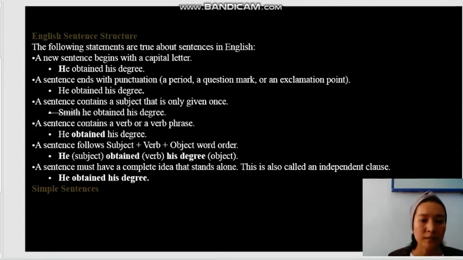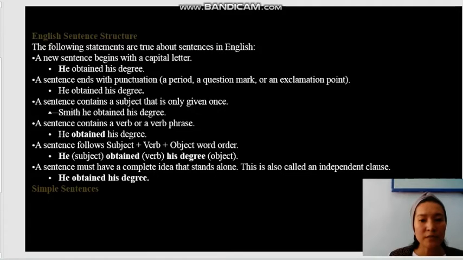Let me explain the next rule about sentence structure. So we need to know about it as well. English sentence structure. The following statements are true about sentences in English. The first, a new sentence begins with a capital letter. He obtained his degree. So we wrote the first word with the capital letter. It is he. And the second rule, a sentence ends with punctuation.